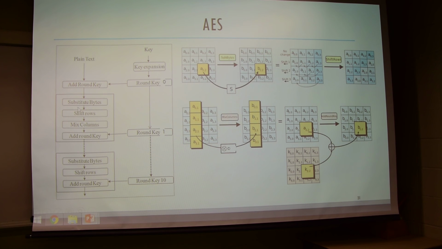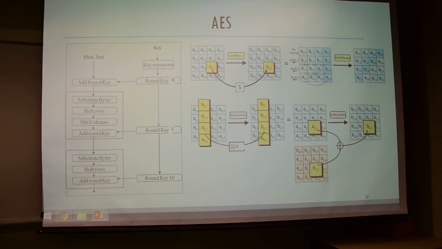So what is substitute bytes? It's usually called SubBytes. It has a lookup table for you. You just need to take 1 byte, plug it into that lookup table, and get a result that substitutes the original byte. And shift rows means that, because this is a matrix, right?